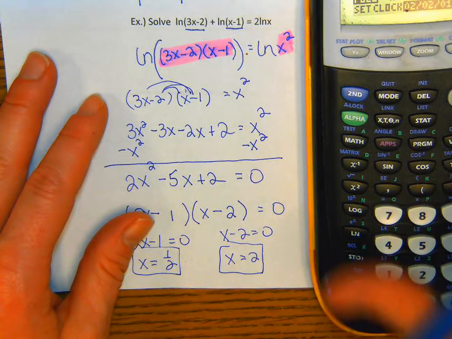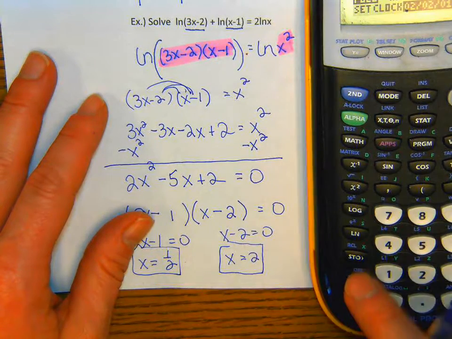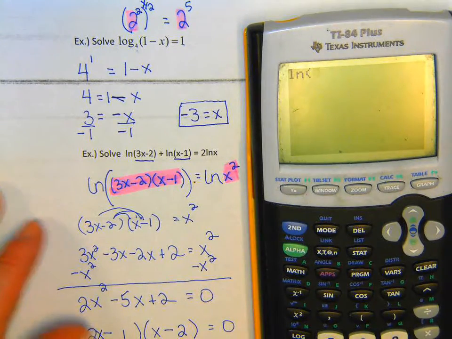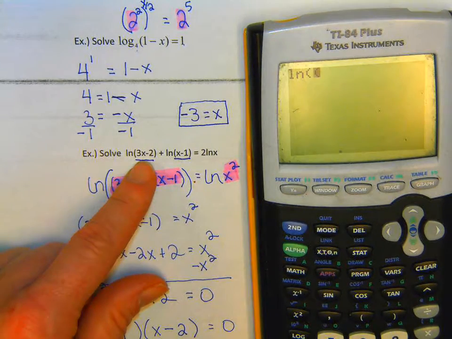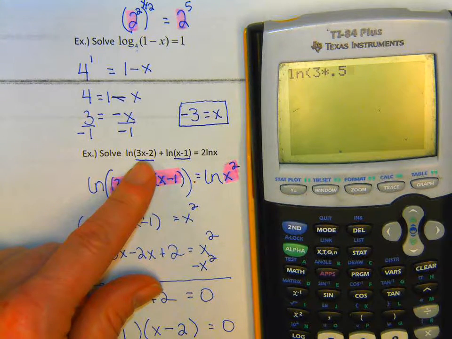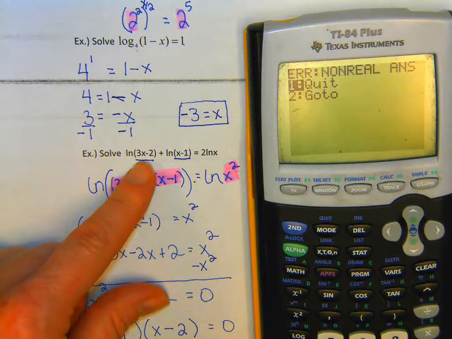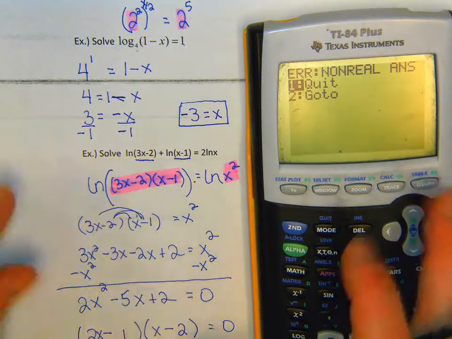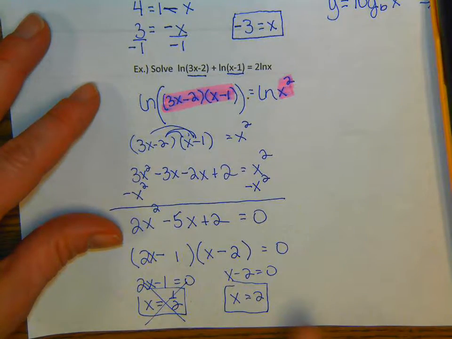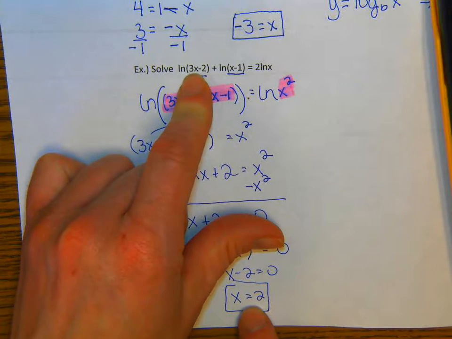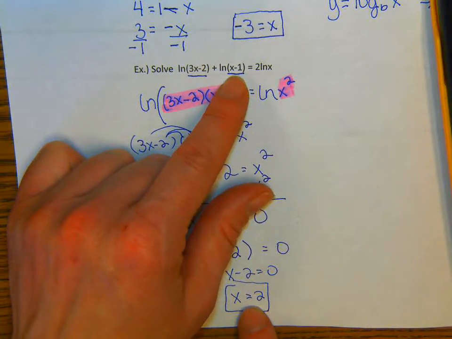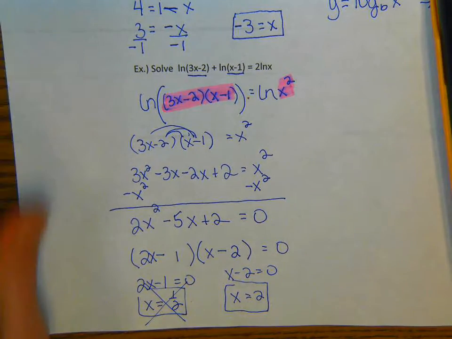So if you can take a look at my calculator a second. If I put it in, 3 times 0.5 minus 2, it says non-real answer because it cannot calculate it. So we're going to go ahead and take this answer off. That is extraneous. However, 2 does work. 3 times 2 is 6. 6 minus 2 is 4. And 2 minus 1 is a positive as well. So x equals 2 is my only solution.